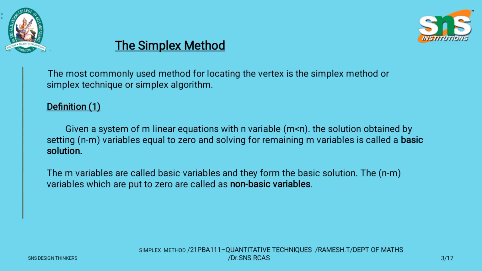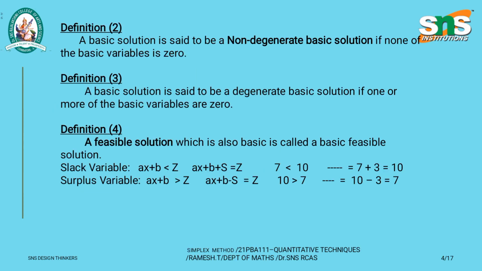So what is the Simplex method? Before that, we have a few more definitions. What is a basic solution? Suppose a system of m linear equations with n variables, where the main condition is that m is less than n. The solution obtained by setting n minus m variables equal to 0 and solving the remaining m variables is called a basic solution. The m variables are called basic variables and they form a basic solution. The n minus m variables which are put to 0 are called non-basic variables.